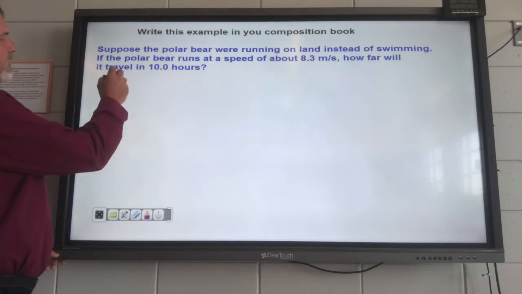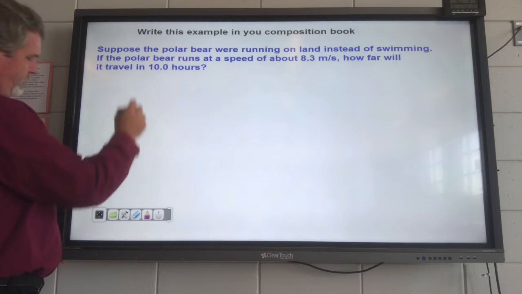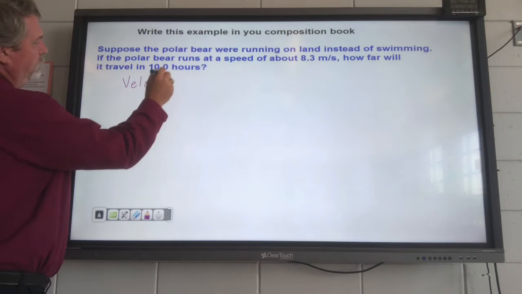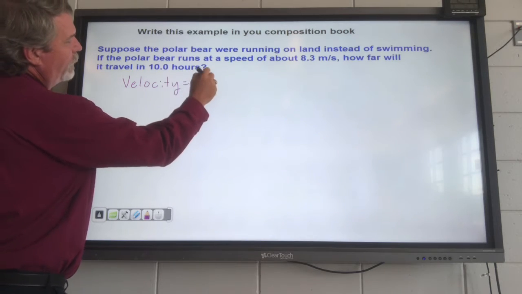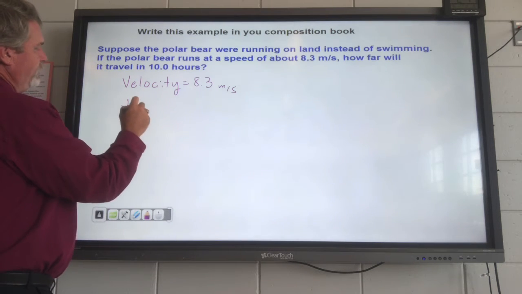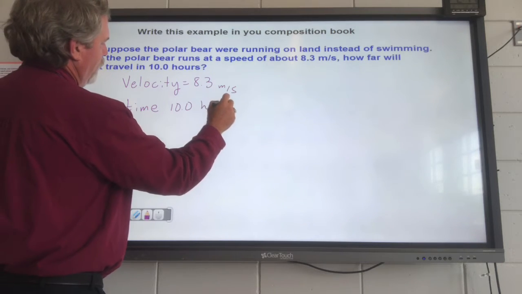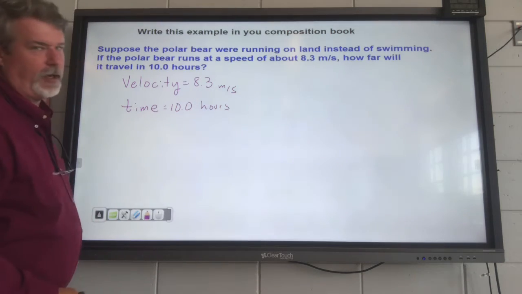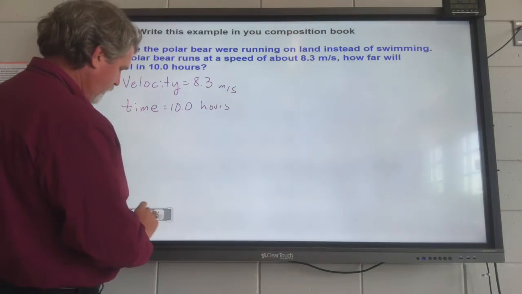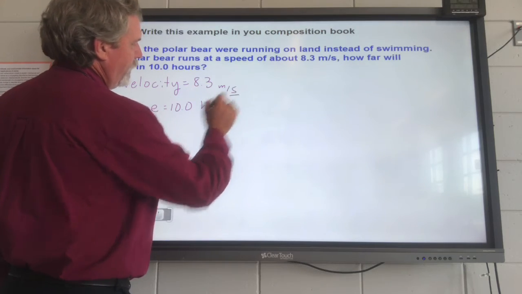So if we start off with our givens, we have a speed or velocity of 8.3 meters per second, and then we have a time of 10.0 hours. We can see right off one of the things you want to pay attention to is, do your units match? We can see right here that our hours and our seconds don't match.